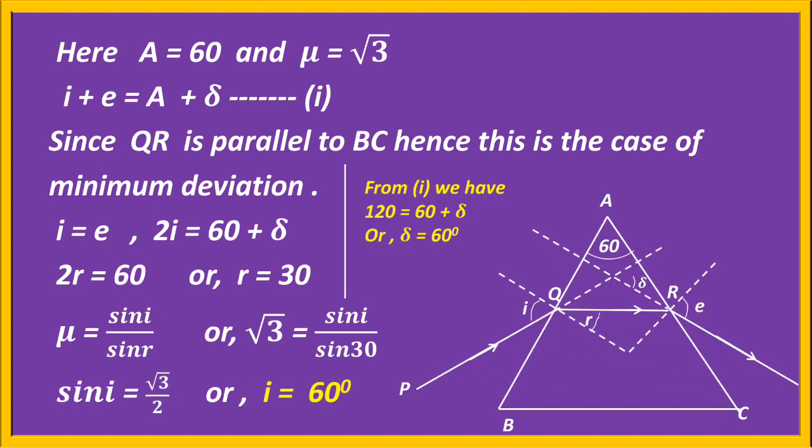Here angle of the prism A equal to 60 and mu equal to root 3. So now we can use this formula I plus E equal to A plus delta. This is equation 1. Since QR is parallel to BC, hence this is the case of minimum deviation. So in case of minimum deviation, I equal to E. So 2I equal to 60 plus delta, or 2R equal to 60 or R equal to 30.